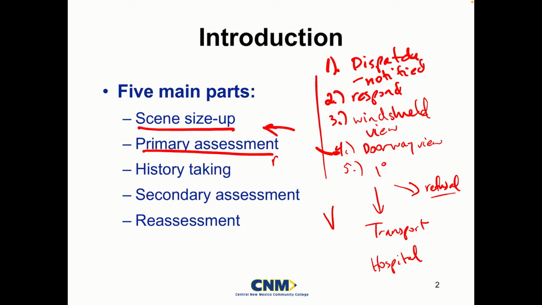Primary assessment is what we learned as being our A, B, C, D, E section. History taking, so we'll learn how we ask histories. Histories are going to happen during or after our primary assessment.